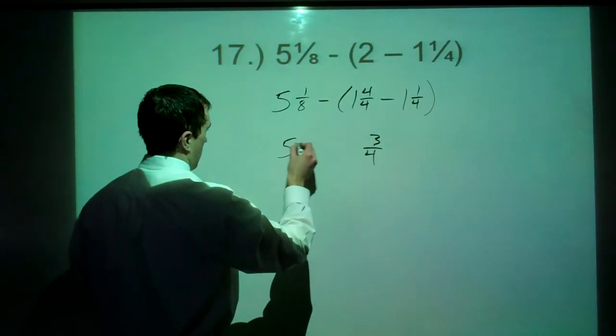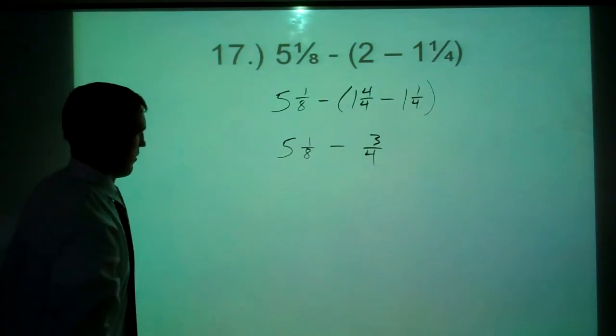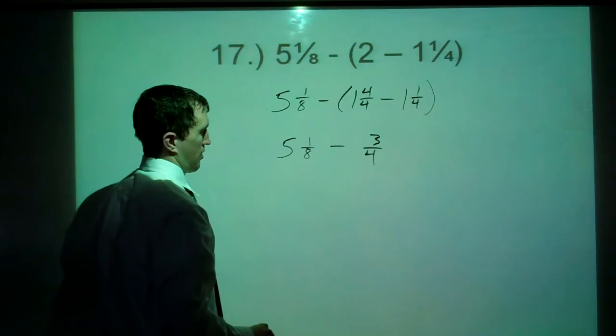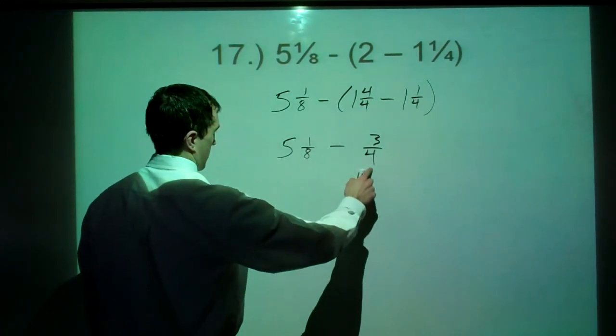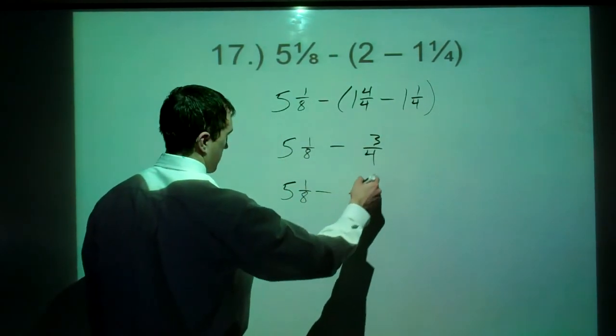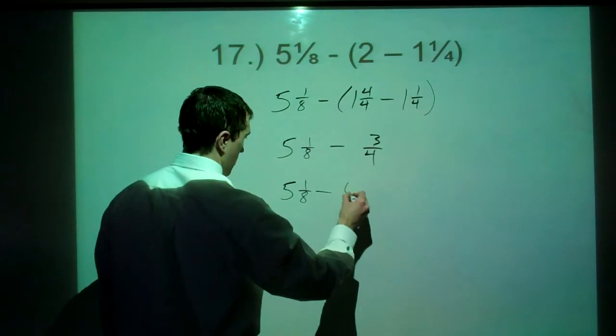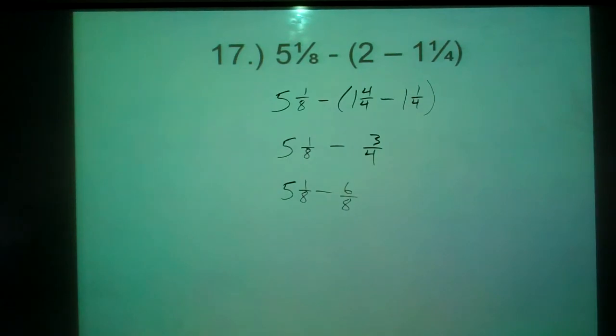So we have 5 1/8 minus 3/4. And then from there, we would want a common denominator again. So looks like we want 8. 5 1/8 minus, times by 2 times by 2, 6/8. But we run into one more issue. Check my time again quick. I know we're running close. We are running close. I'll continue this one in a part 2, so stay tuned.